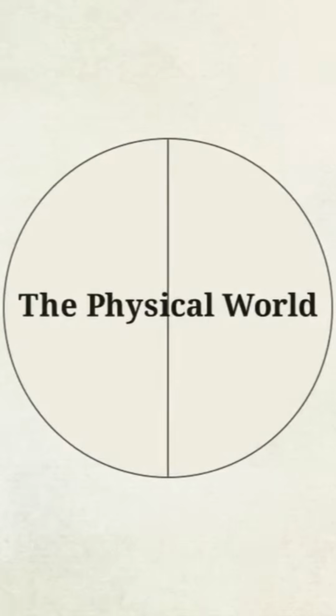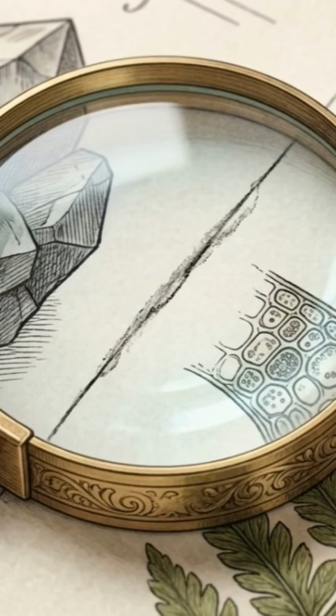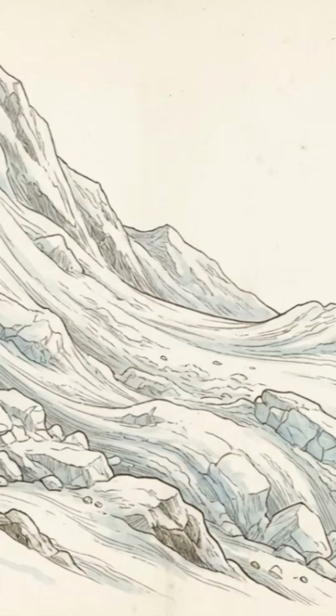We routinely categorize the physical world into biotic and abiotic components, yet pinpointing the exact threshold where physics becomes biology remains a persistent challenge in taxonomy. You cannot measure life with a single metric. Simply moving or increasing in size is not enough to cross the biological boundary.